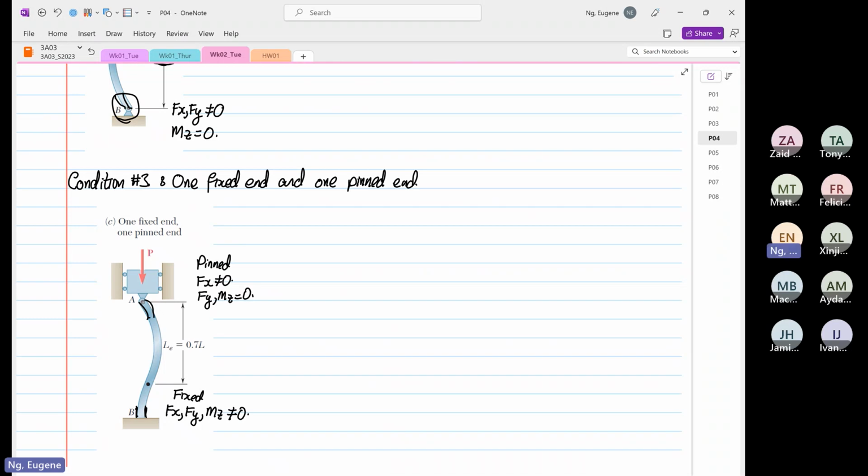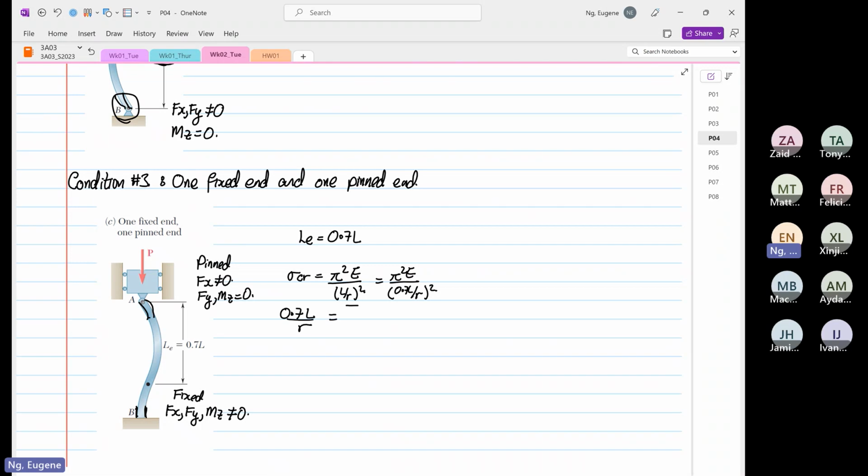So what you observe down here, when this is the case, LE is equal to 0.7 L. So how does that affect our equation now? We know that stress critical is equal to pi squared E over (L over R) squared. So this will be replaced by pi squared E over (0.7 L over R) squared. So we have 0.7 L over R.